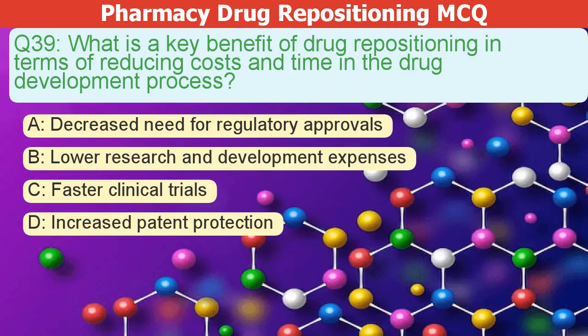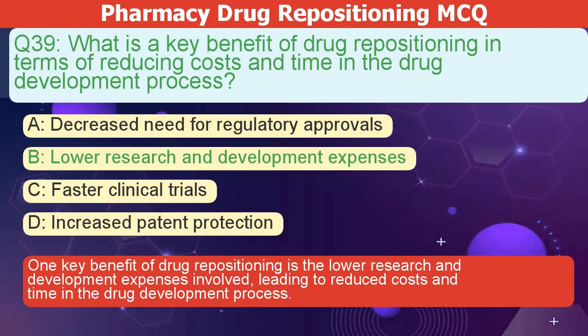What is a key benefit of drug repositioning in reducing costs and time in drug development? A. Decreased need for regulatory approvals. B. Lower research and development expenses. C. Faster clinical trials. D. Increased patent protection. The correct answer is B. One key benefit of drug repositioning is its lower research and development expenses. This leads to reduced costs and time in the drug development process.